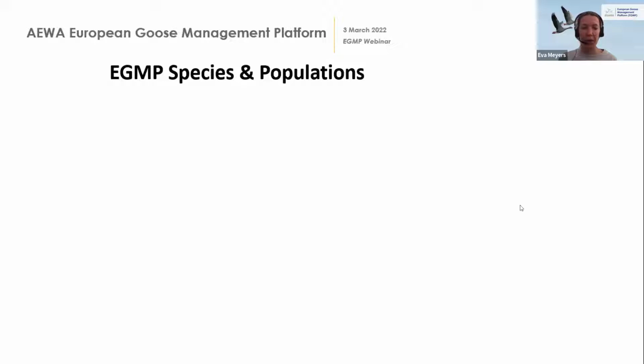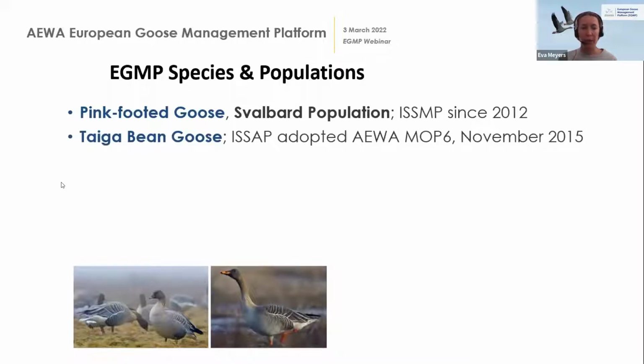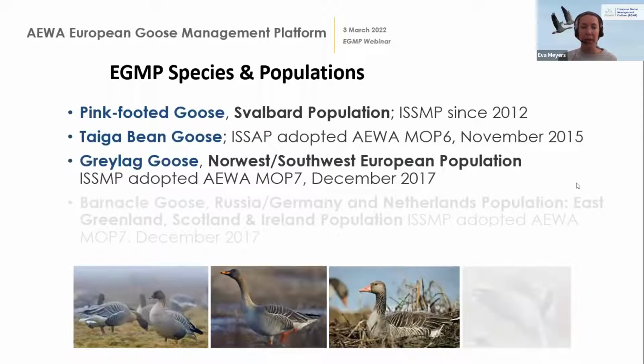Currently, under the management platform, we've got the following species and populations. The pink-footed goose, the Svalbard population, with a management plan since 2012. The taiga bean goose, with an action plan adopted at the 6th meeting of the parties in November 2015. The greylag goose Northwest-Southwest European population, with a management plan adopted in December 2017.